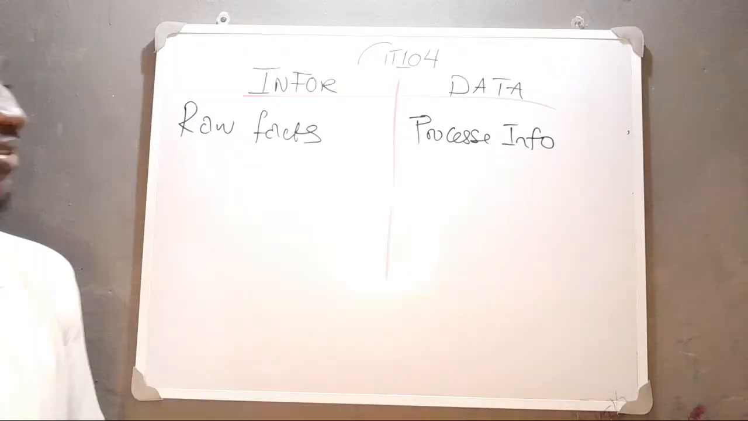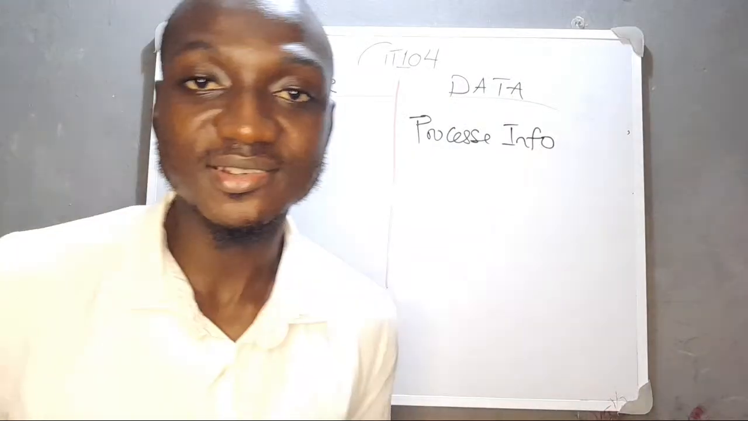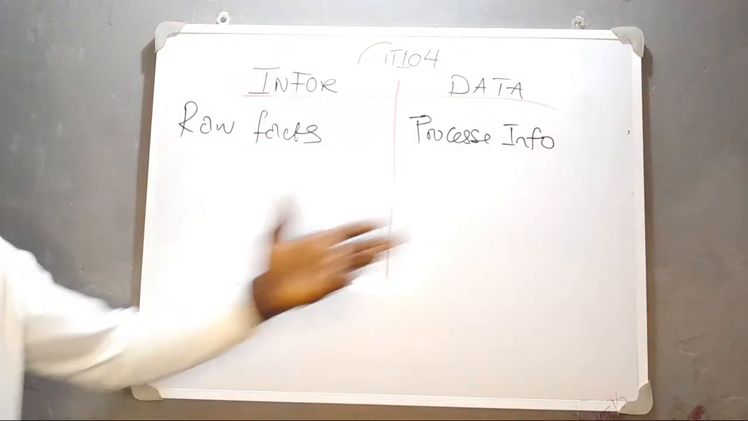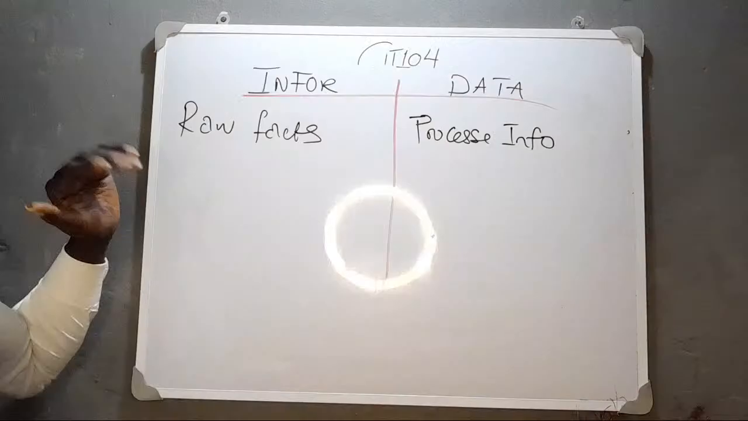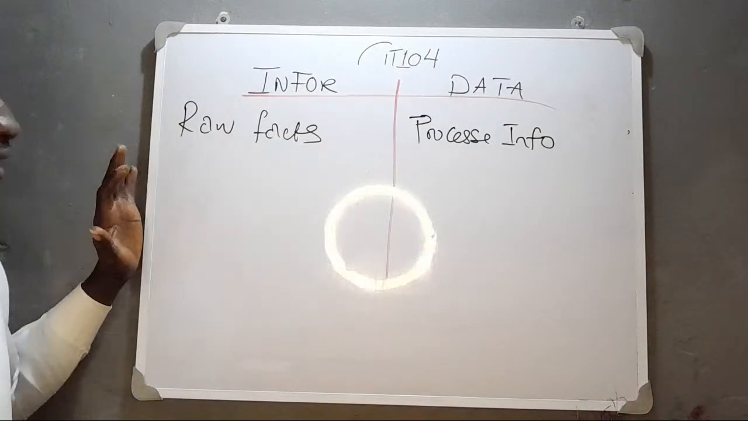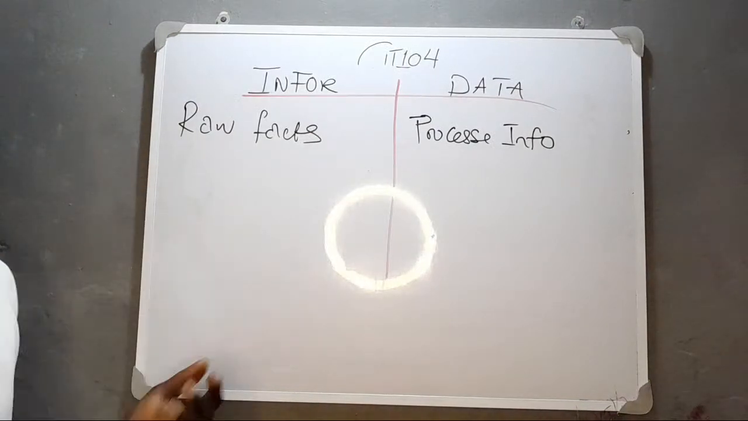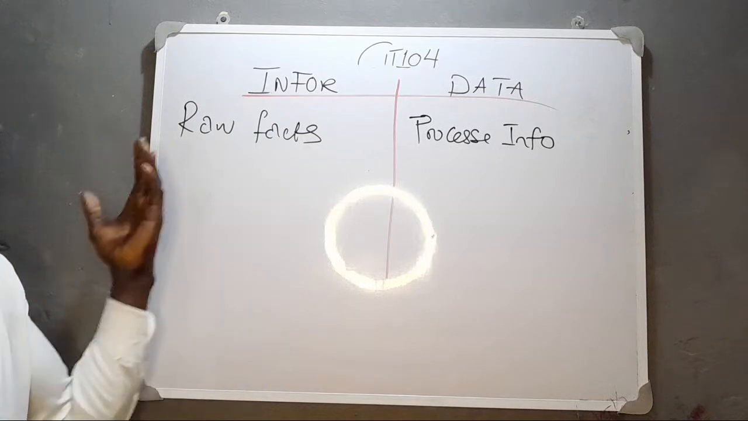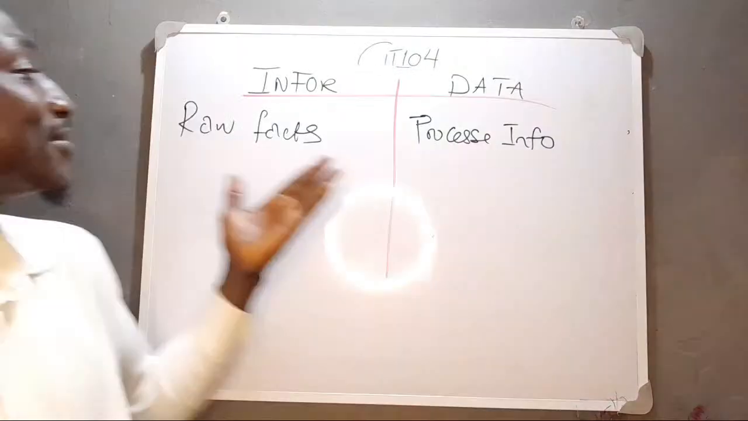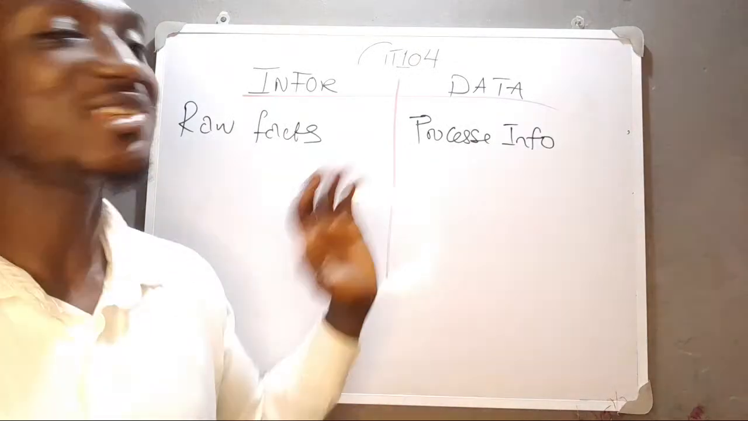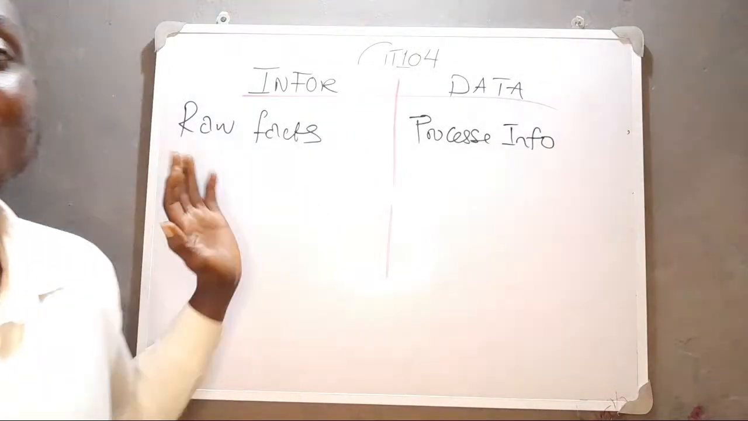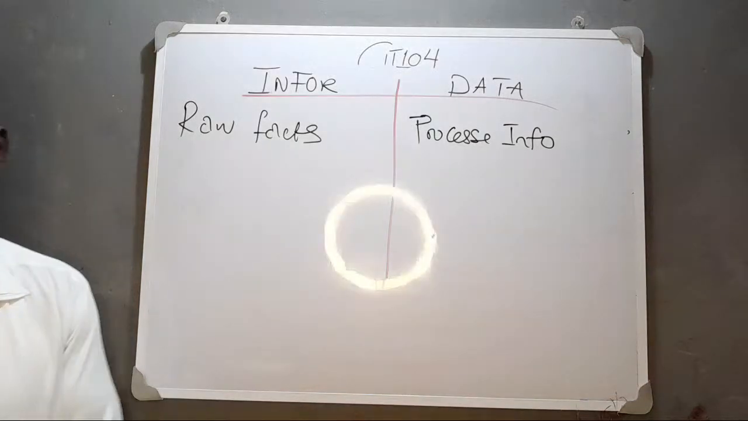Yes. Thank you very much, Mr. Alfred. Yes, that's it. Information is raw facts. You understand? It is not proven. It's nothing. It's just there. But data is when it has been proven, it has been tested, it has been processed. Then it becomes data. See? That's just it. Let us not mix things up.